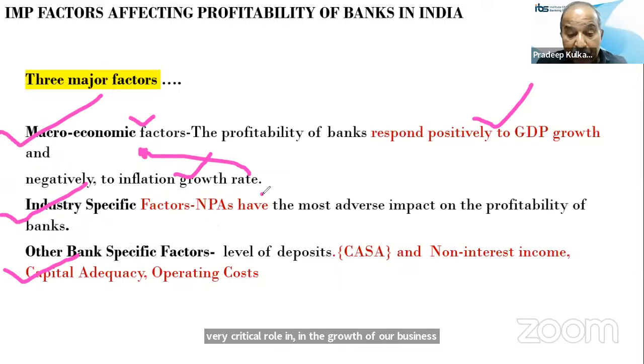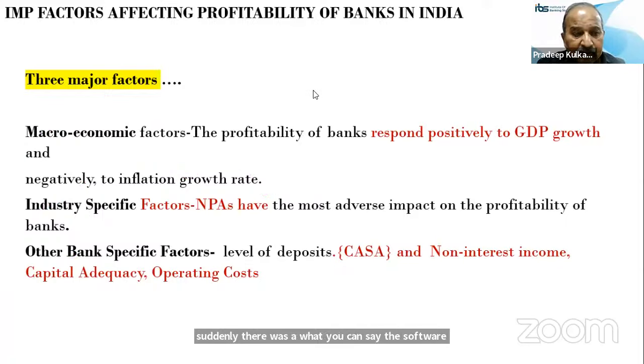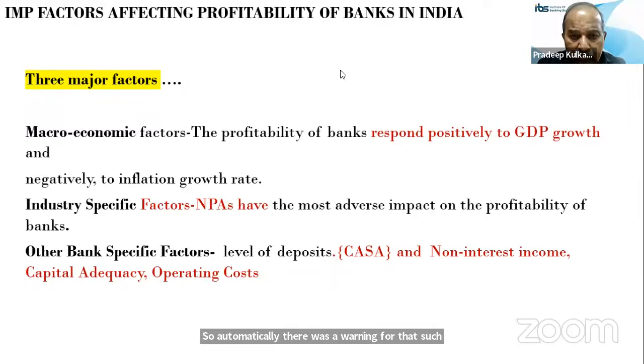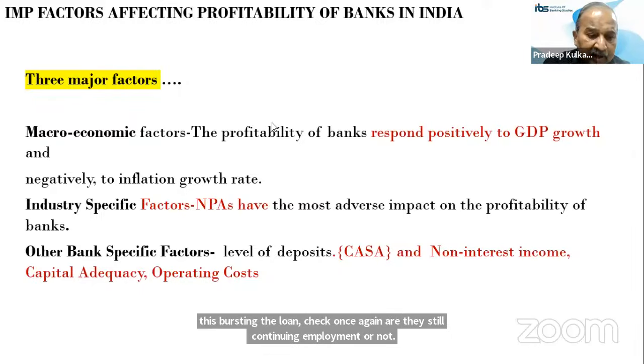Similarly, at the industry level, a particular industry may not work, more NPAs occur, and we may put that particular industry on a watch list, and as a result, the business with those employees is affected. For example, in 2021-22, suddenly software employees were removed from their companies. They were off the job. And as a result, there was news across the banking sector that there is a downfall in the software employee segment and they are removed from employment. So automatically there was a warning that before onboarding or before disbursing the loan, check once again whether they are still continuing in employment or not. Such things are a part of our industry factors.